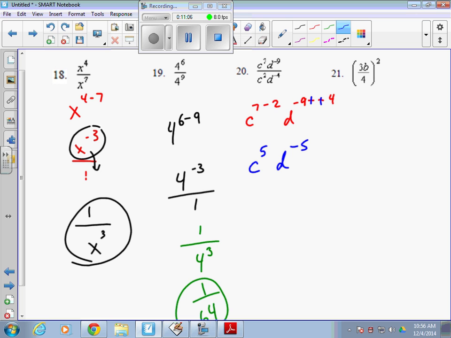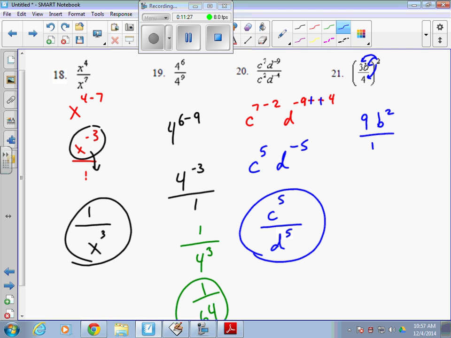You can't leave it like that. You can't leave the negative exponent. C to the 5th stays on top. D goes down on the elevator, and it becomes to the positive 5th. Everything is being squared for number 21. 3 is being squared. That's 9. B is being squared. And 4 is being squared. And you get 16. There's no number that goes into both 9 and 16, so that is considered simplified.